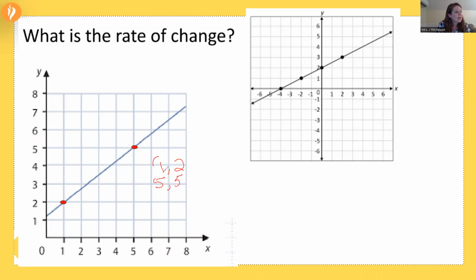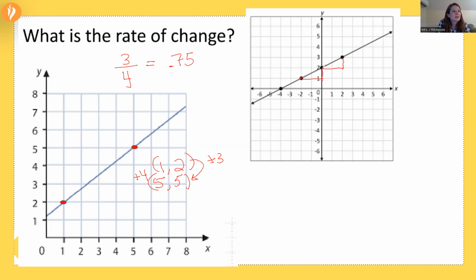All right, so if this is x and the second one is y, what is our change in y? 2 to 5 is +3, and 1 to 5 is +4. So our change in y is 3, our change in x is 4. So our rate of change is actually a fraction. That's totally fine. We get fractions, no problem. We could also write it as a decimal.